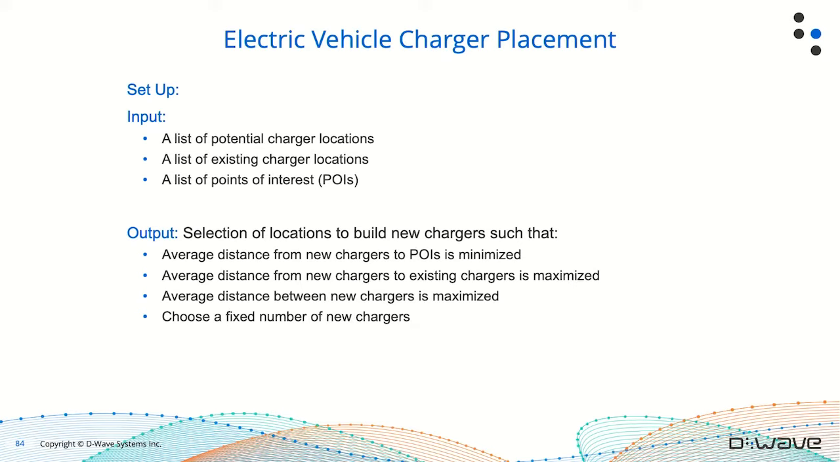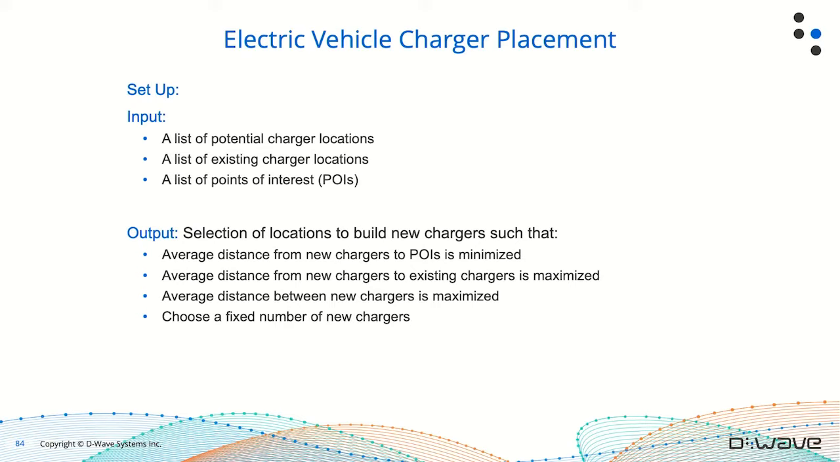We want to maximize the average distance from new chargers to existing chargers, so we don't want to build a new charger right next to an existing one. And then we also want to maximize the average distance between new chargers. It doesn't make sense to build 2 new chargers right next to each other. And then we're also going to have a constraint to choose a fixed number of new chargers. I believe in this example, we're just going to do 2 new chargers.